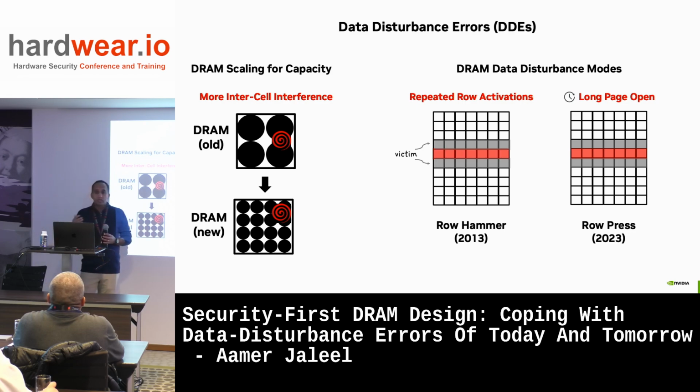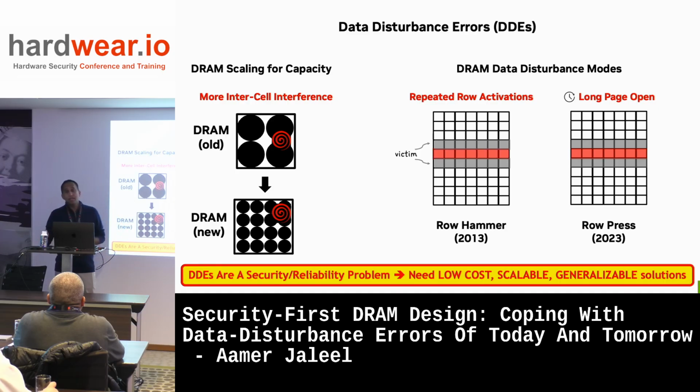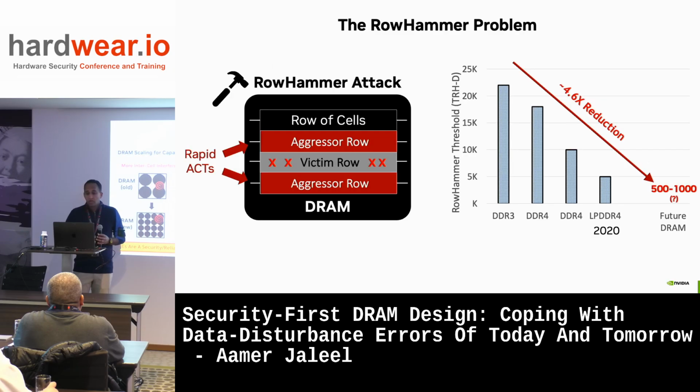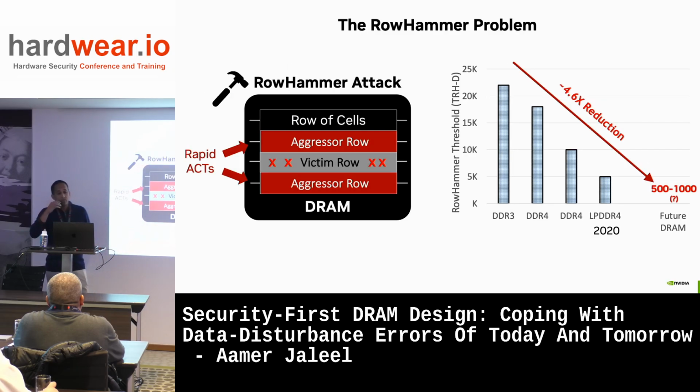But these data disturbance errors are not only a reliability problem, but a security problem, right? And they have been shown to escalate privileges on modern systems. Thus, we need low-cost, scalable, and generalizable solutions that can tackle the data disturbance modes of today and tomorrow. Okay? So let's take a deep dive into RowHammer for a moment, and then we'll talk about RowPress later.